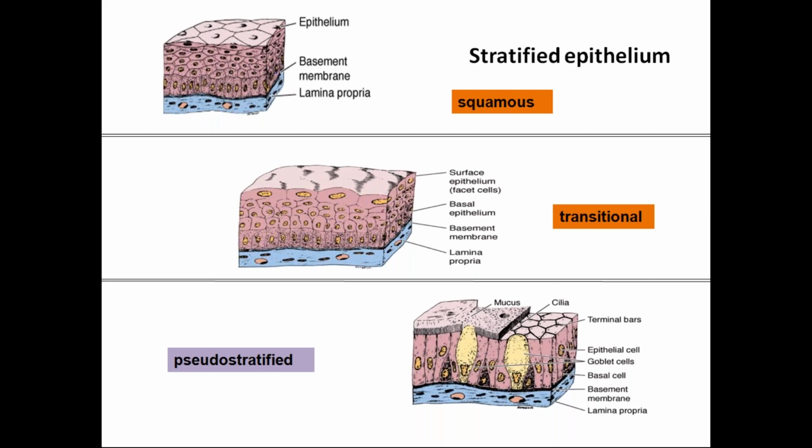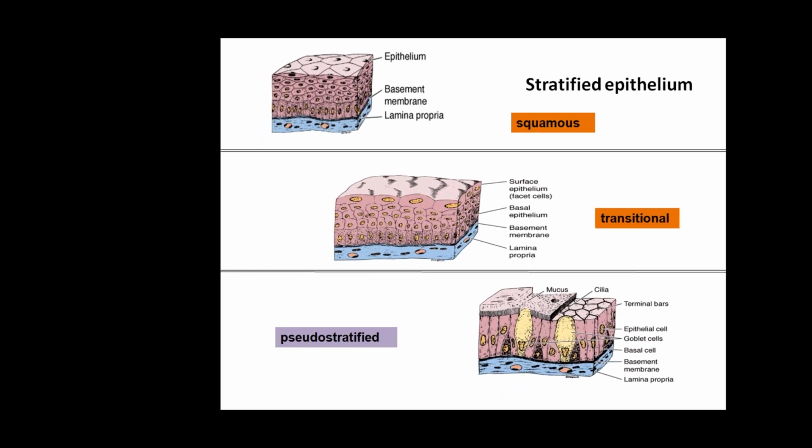But where there is a dry area, that is our surface of the skin, here you will get keratinized stratified squamous epithelium. So in that way squamous epithelium is distributed. Next, another form of stratified epithelium, that is transitional epithelium.